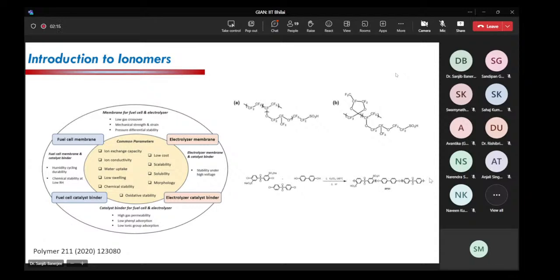So if my audio is clear, then my question is, what is a fuel cell? If you are aware of fuel cell, you write yes. And if you are not aware of fuel cell, you write no. So that I can explain the working principle of a fuel cell.